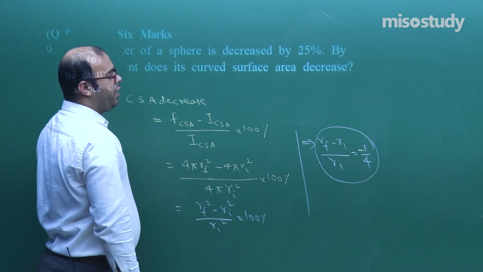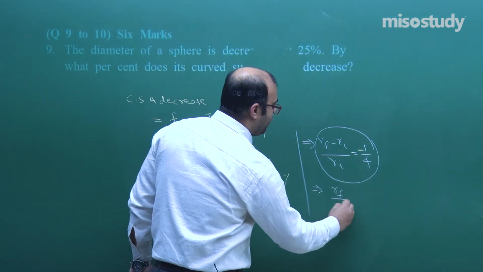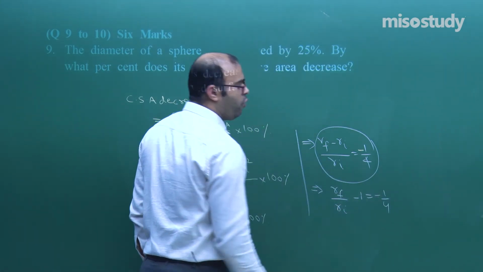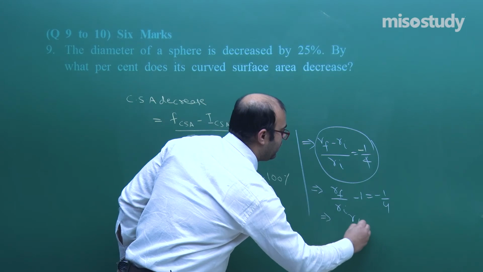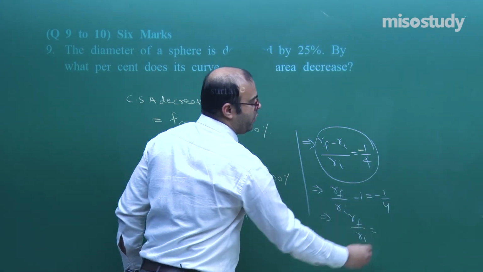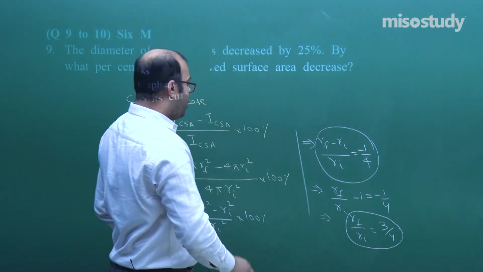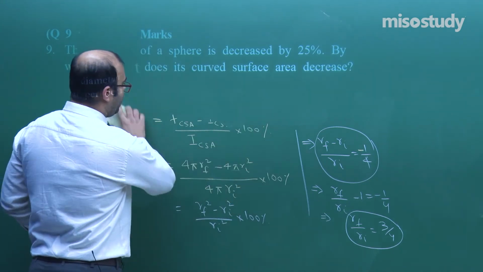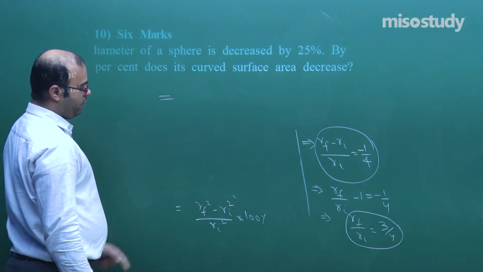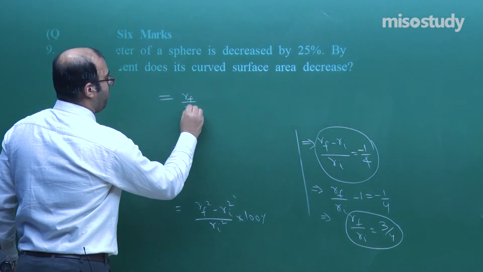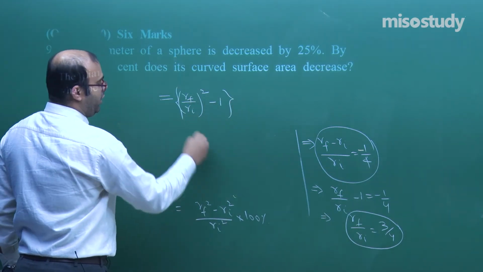Now this is needed and we have been given this. Can we write it like this, that rf by ri minus 1 is equal to minus 1 by 4? We will divide this ri with this ri and we get 1 here. So rf by ri is actually nothing but 1 minus 1 by 4, that is 3 by 4. So let us call rf by ri as 3 by 4. Now after doing this, let us see the decrease here. The value which we have got is here. Now I start from here. This can be written as rf by ri whole square minus 1, ri square will cancel, into 100%.